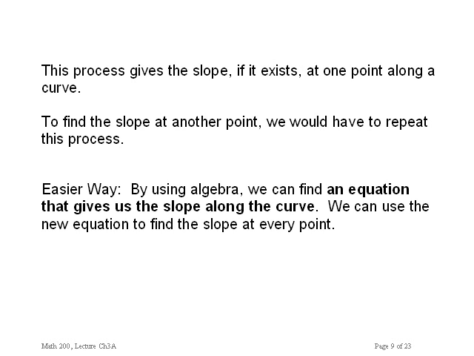So this process gave me the slope at one point along the curve. If I wanted to find the slope at another point, I would have to repeat this entire process. However, there is an easier way. By using algebra and exactly the same process, we can find an equation. The equation will give us the slope along that parabola. This is equivalent to having the equation for the slope along a straight line, only now we will have an equation for the slope of a parabola.